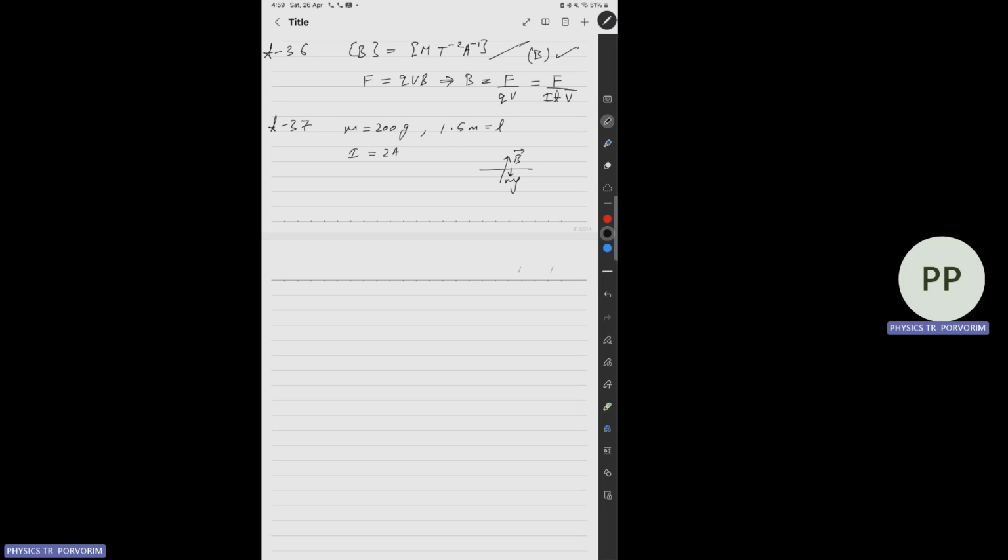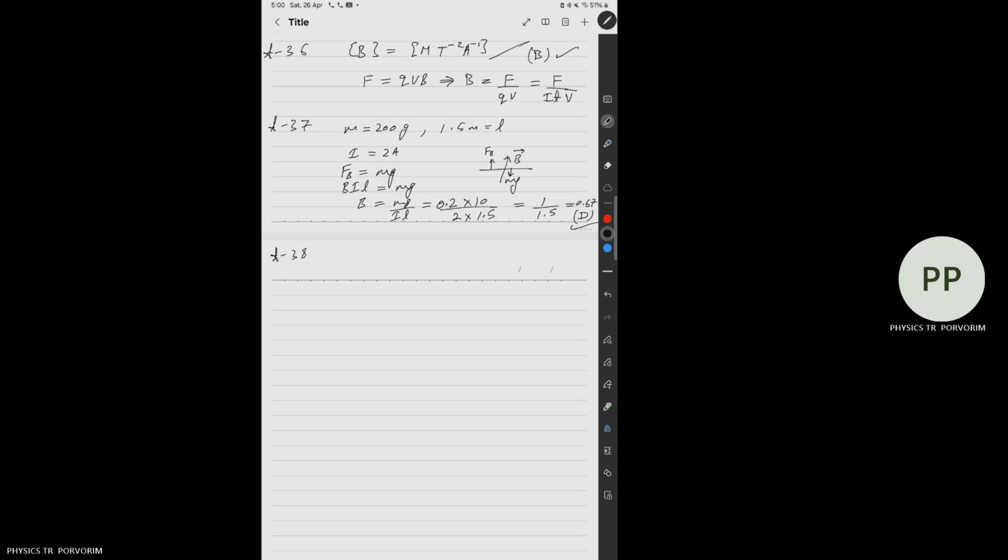That means the weight mg of the wire is being balanced by the magnetic force on the wire. So we can say the magnetic force on the wire, BIL, is balancing the weight, equal to mg. From here, B will be equal to mg by IL. M is 200 gram, so it will be 0.2 kg, g is equal to 10, I is equal to 2, and L is equal to 1.5. In the numerator it will be 2, so 2 and 2 cancel, and it will be 1 by 1.5, that is 0.67. So the correct option is D.